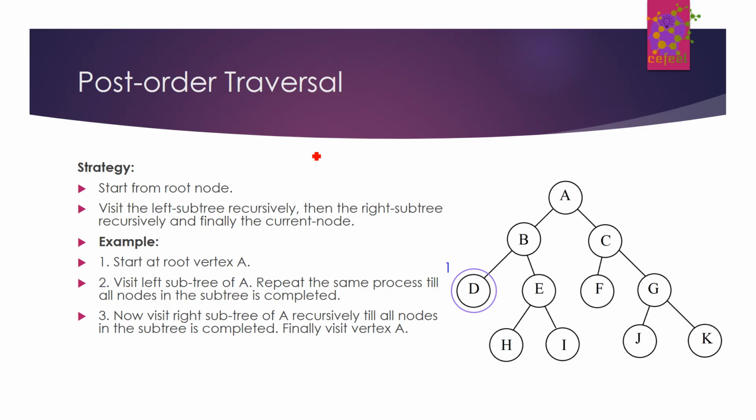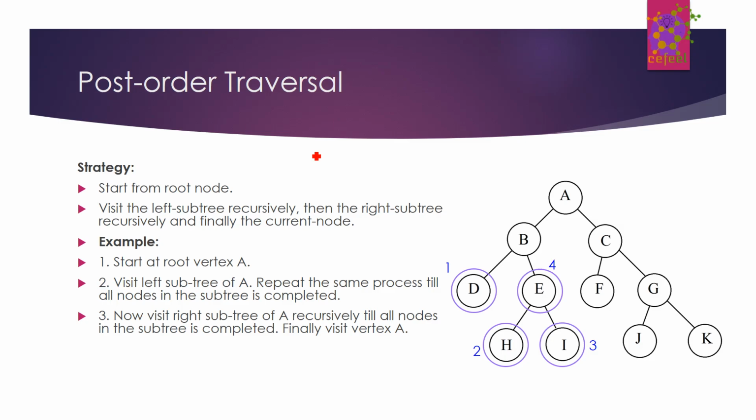Now for node B, the left subtree is covered, but the right subtree is not covered, hence we will not cover B yet. So we'll first cover B's right subtree, which is E, H and I. Again we start at node E, but then we'll first cover E's left child, which is H. So H is our second node to be output. We come back to E and cover its right child, I, which is the third node to be output. Finally E has its left and right child covered, so we'll cover E as well, which is the fourth node to be complete, and then we'll return back to B.